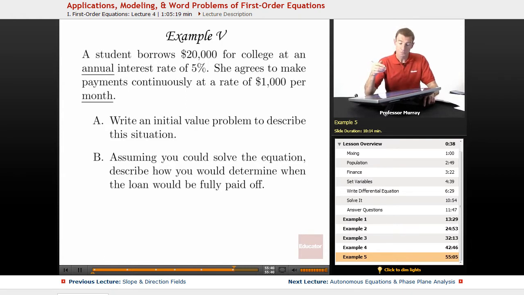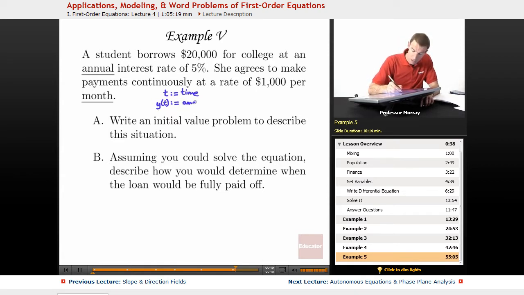So we have to write an initial value problem to describe this situation, and then we don't actually have to solve it in this example, but we should determine how we could figure out when the loan will be paid off. So let's go ahead and set this up. I'm going to set up a couple of variables. I'll go ahead and work up here. So my t is going to be time, as usual. And my y of t is going to be the amount of money she owes at a given time.